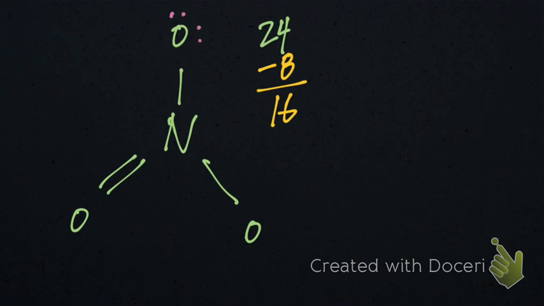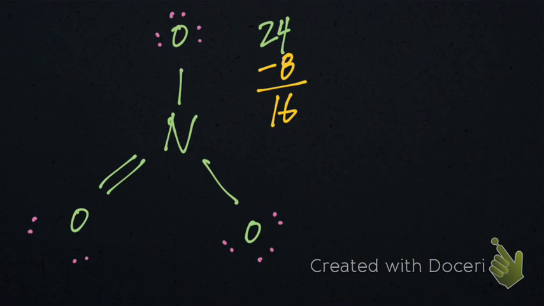So 2, 4, 6. The oxygen at the top only needs 6. This oxygen also needs 6. But this oxygen, because it has 2 lines now, that's already 4, it only needs 4 more. So you're going to put them like a triangle. Like if it's here, then it's here, then it's here. Like as far away from as possible. So I place the electrons like that.